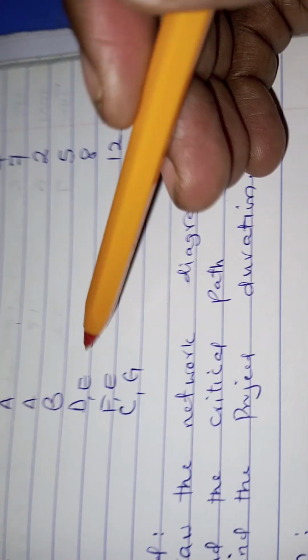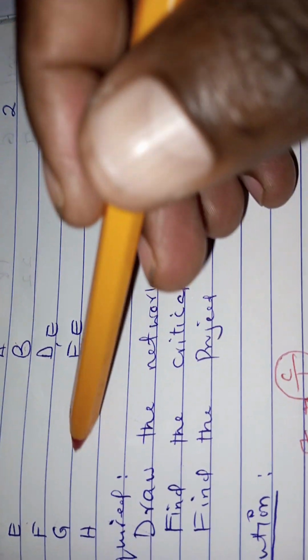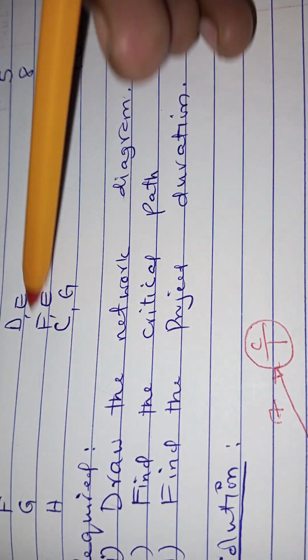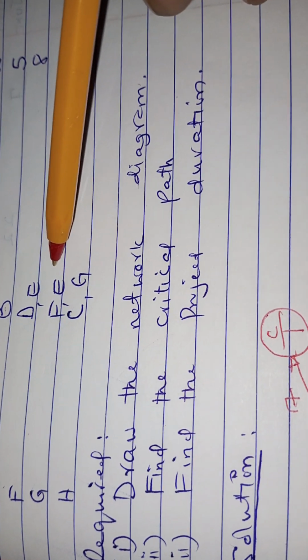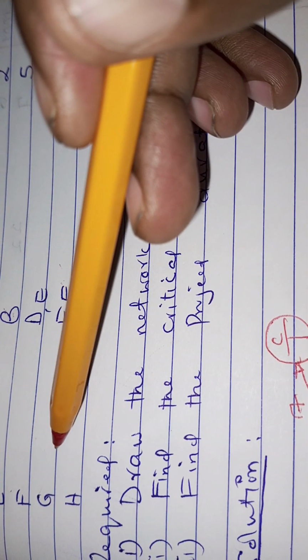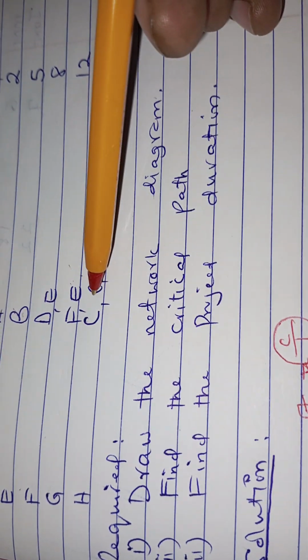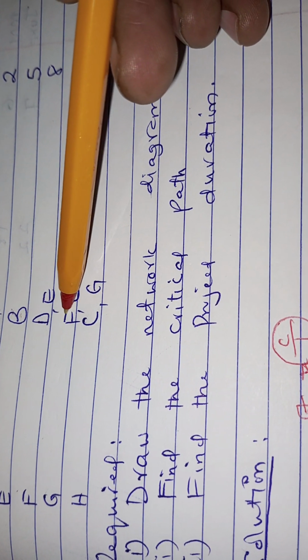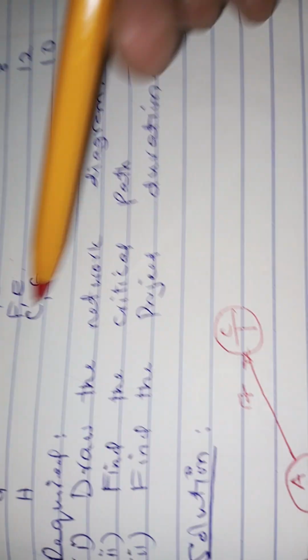The next one is activity G. Activity G is preceded by F and E. So once again, from F and E, we shall move to G. So we draw two arrows, one from F, the other one from E, and they shall proceed to G.